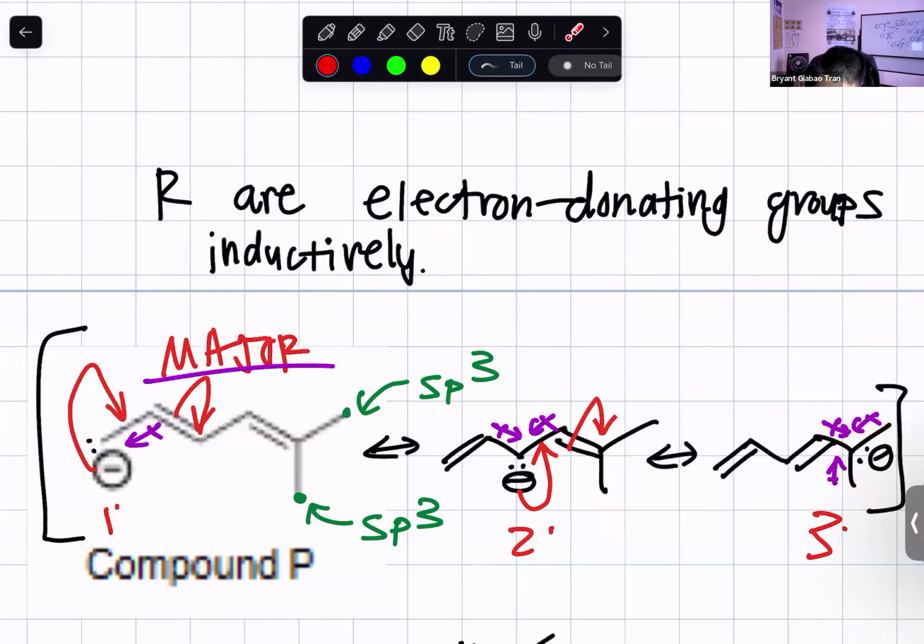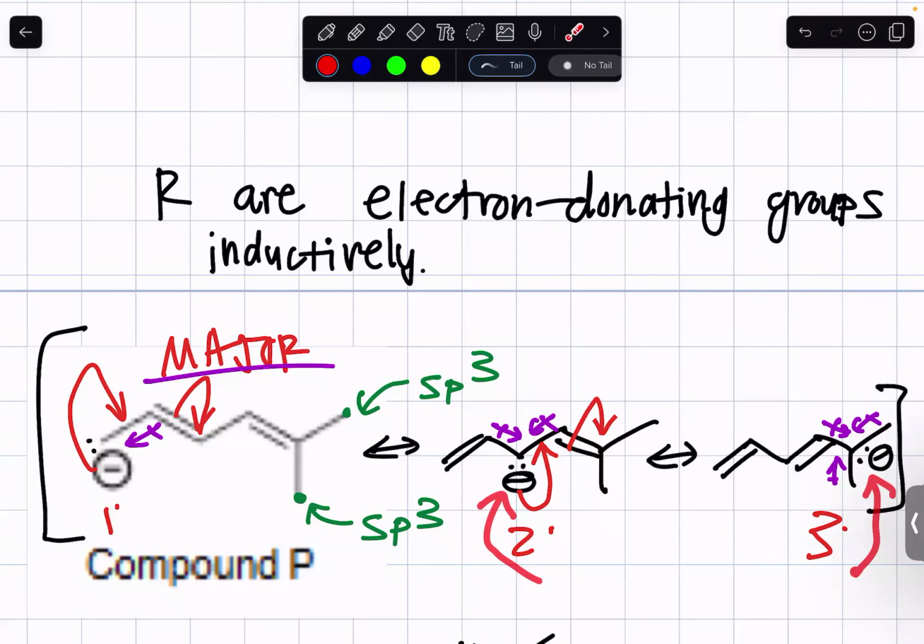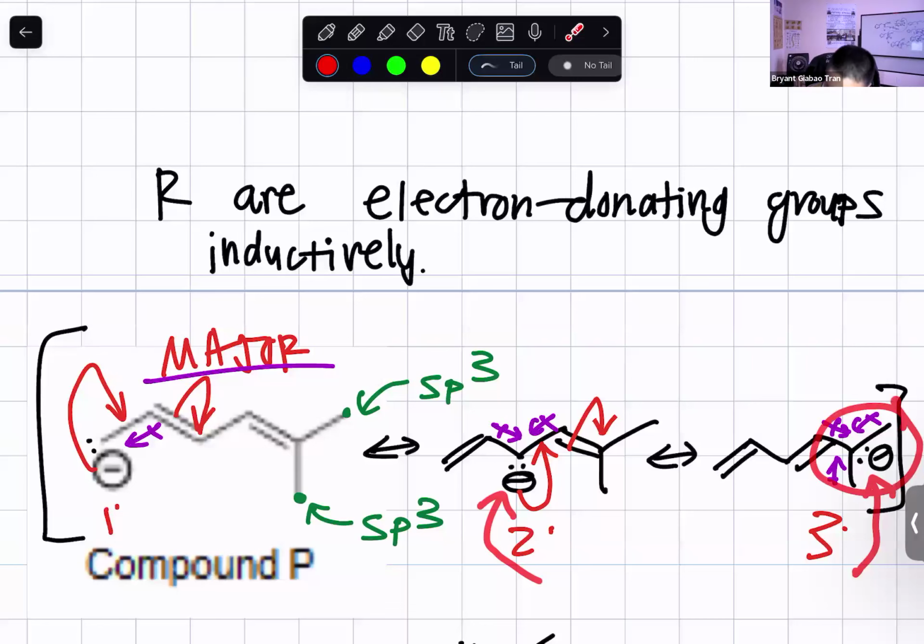If we look at the secondary carbanion right here, there's fewer R groups donating electrons. So which one would be more stable? The negative charge on this secondary carbon, or the negative charge on this tertiary carbon? Which one is less stable? The third one? Yes. Because there's more electron repulsion here, more like charges being near each other, which increases electron repulsion, right?